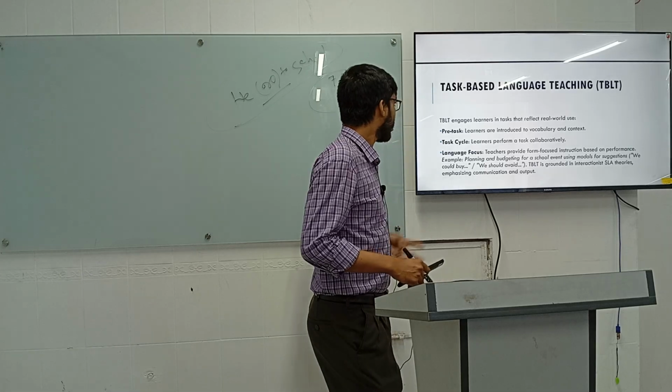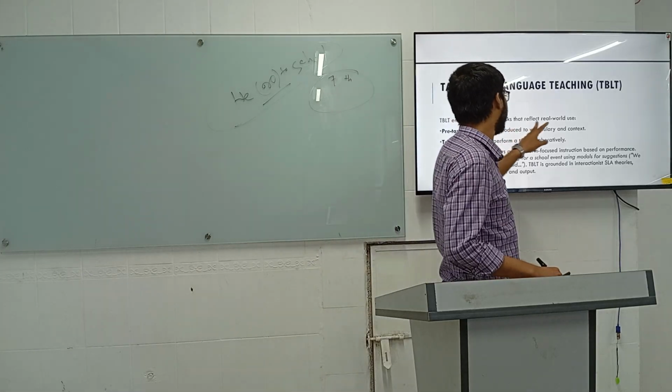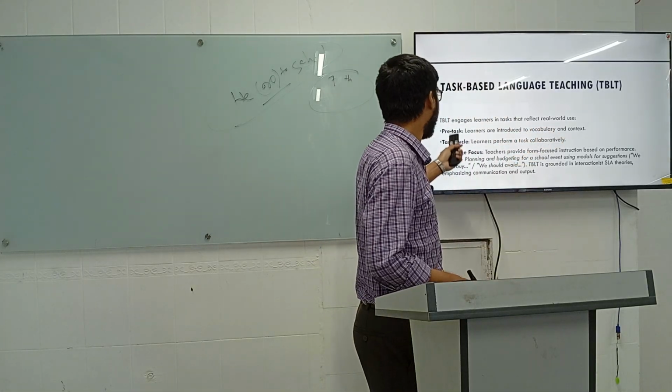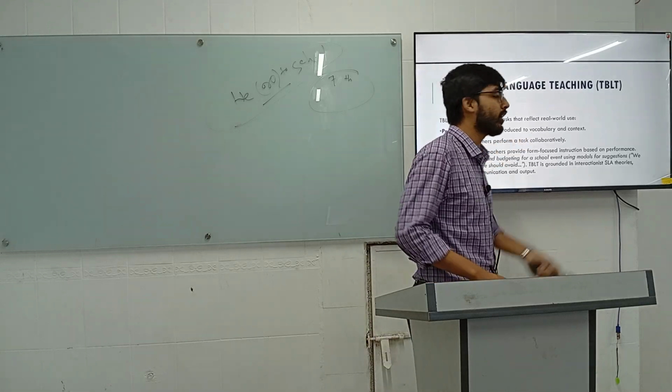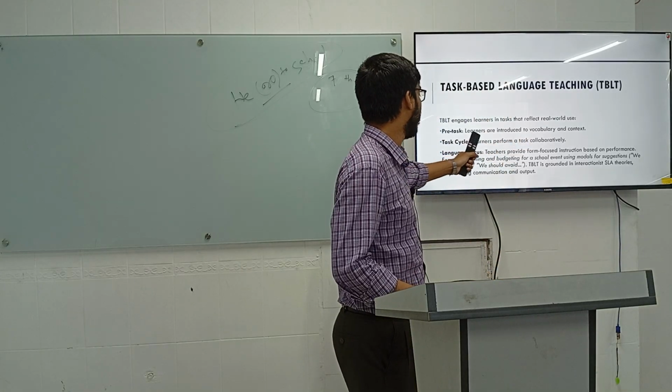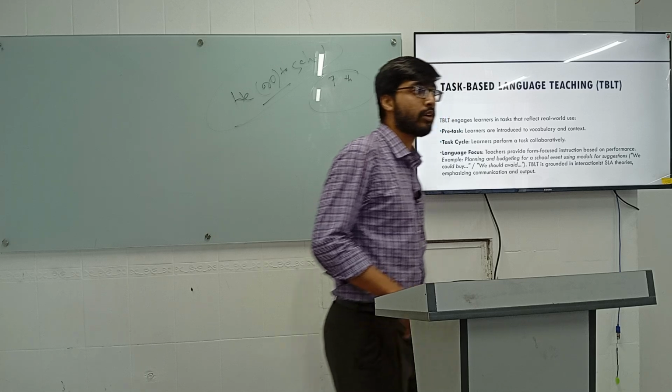Okay. TBLT engages learners in tasks that reflect real-world use. Pre-task: learners are introduced to vocabulary and context. Okay, task cycle: learners perform a task collaboratively. Collaboratively means?